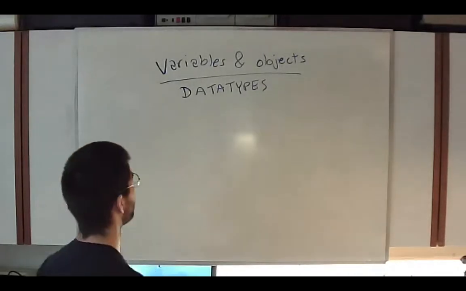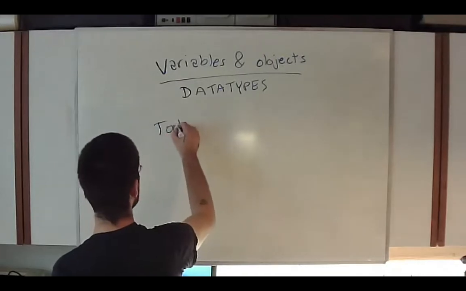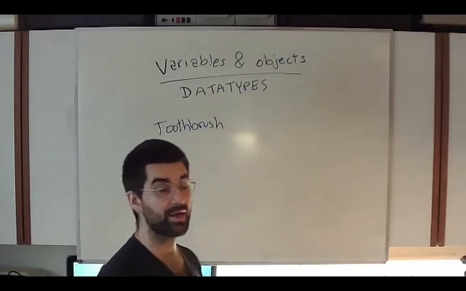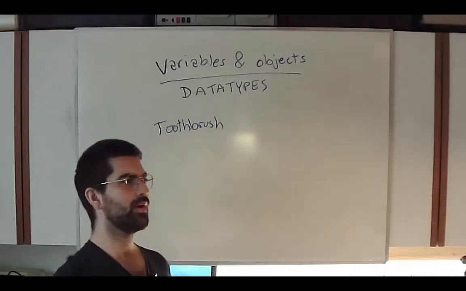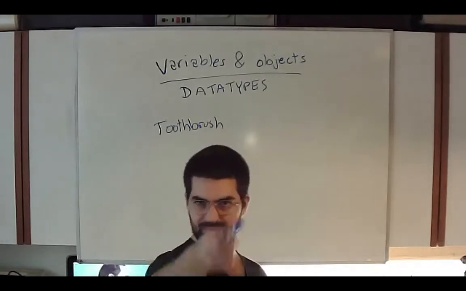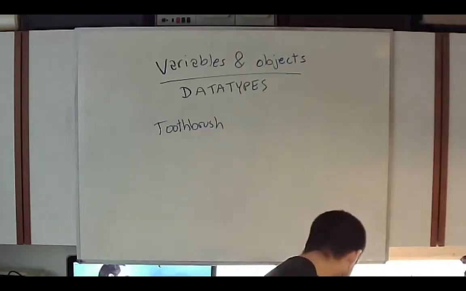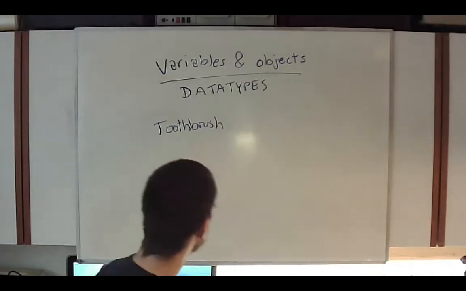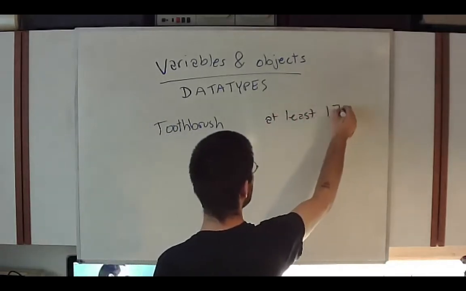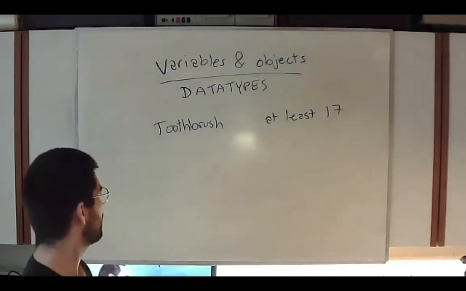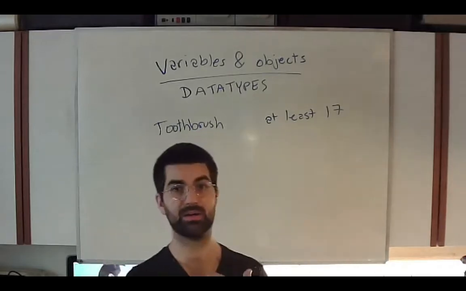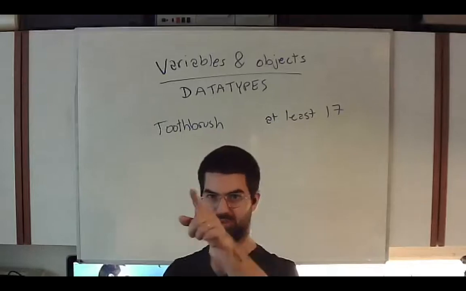Okay, so toothbrush is our example, right? Toothbrush is an example of an object. But I have a toothbrush, you have a toothbrush, the rest of you have toothbrushes, right? So that means there are at least, there's 17 people in this meeting, so there's at least 17 of these in the world. So how do we differentiate, if we're thinking about this in terms of code, between my toothbrush and your toothbrush and your toothbrush and your toothbrush?